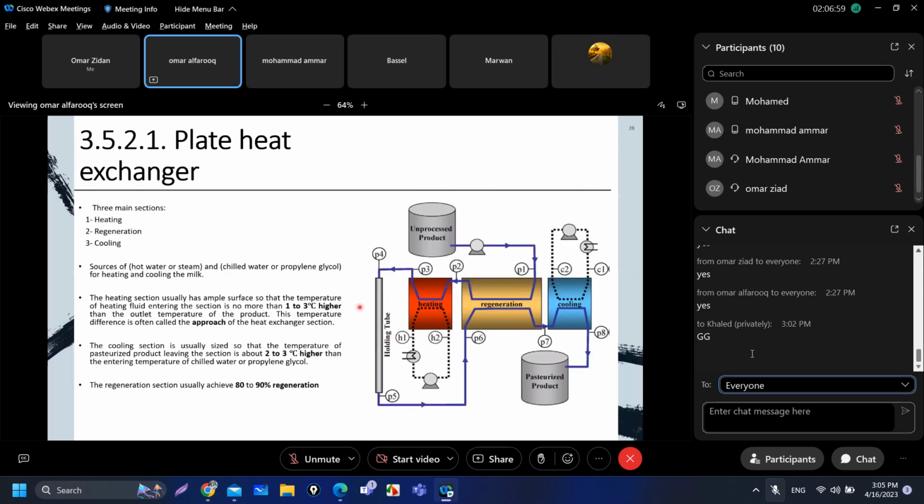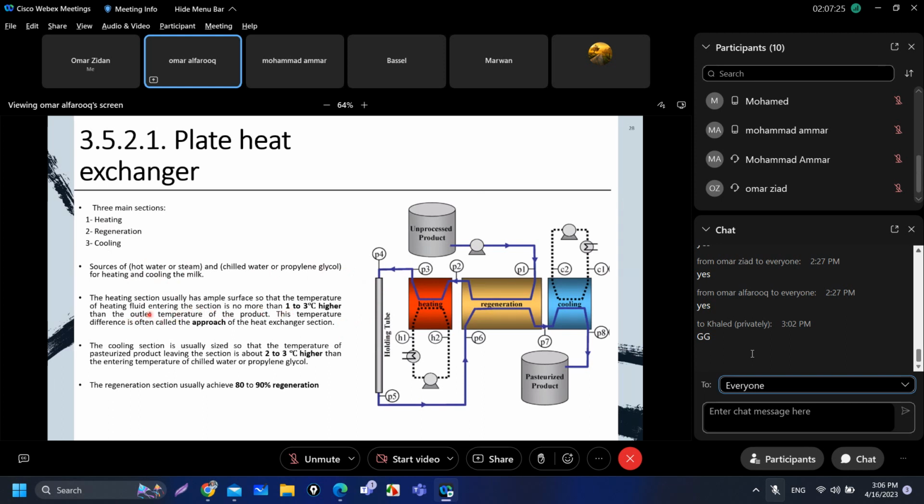Now the plate and frame heat exchanger, we have the three main sections as I explained. We have heating, we have regeneration, we have cooling. The source of heating is either hot water or steam, and the source of cooling is either chilled water or propylene glycol.